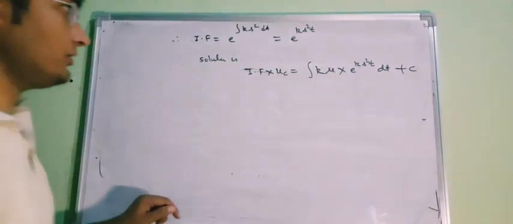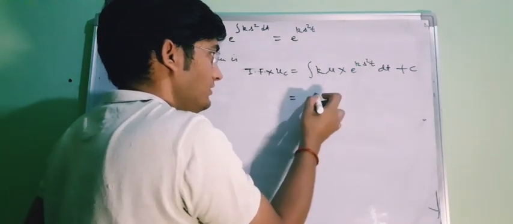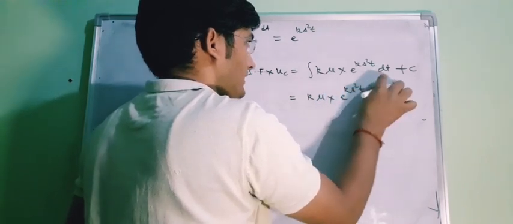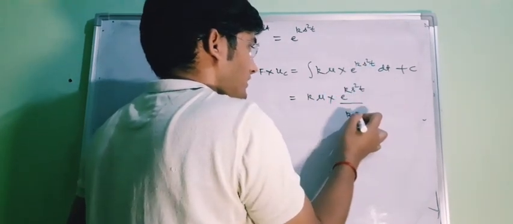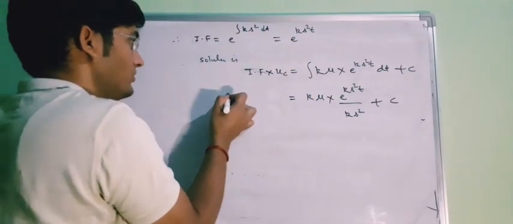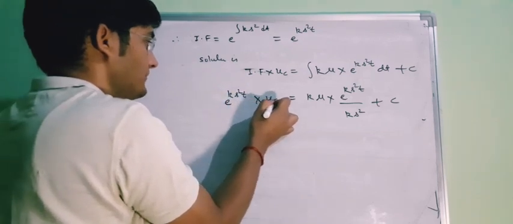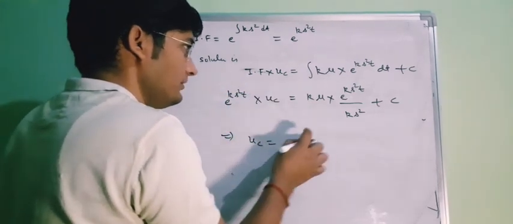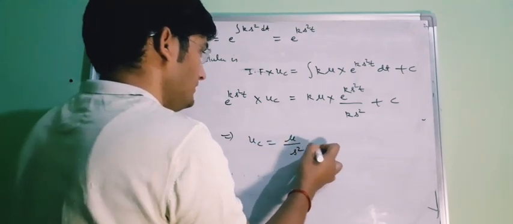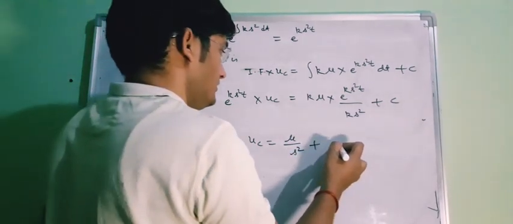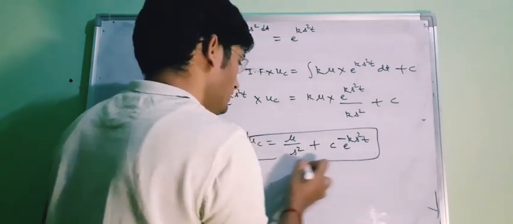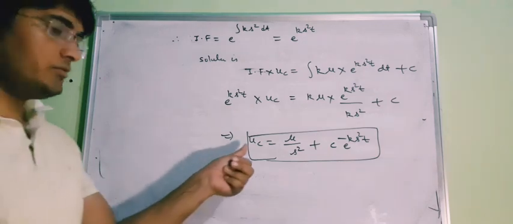So this is equal to, now if we integrate this term with respect to t, then this will be k mu, integration of e to the power x is e to the power x, and then integration with respect to t will be k s square plus some constant of integration. And here in the left hand side we will have e to the power k s square t into uc. So your uc will be, now k and k cancel, so this will be mu upon s square plus c times e to the power minus k s square t. So this is your Fourier cosine transformation of the function u.